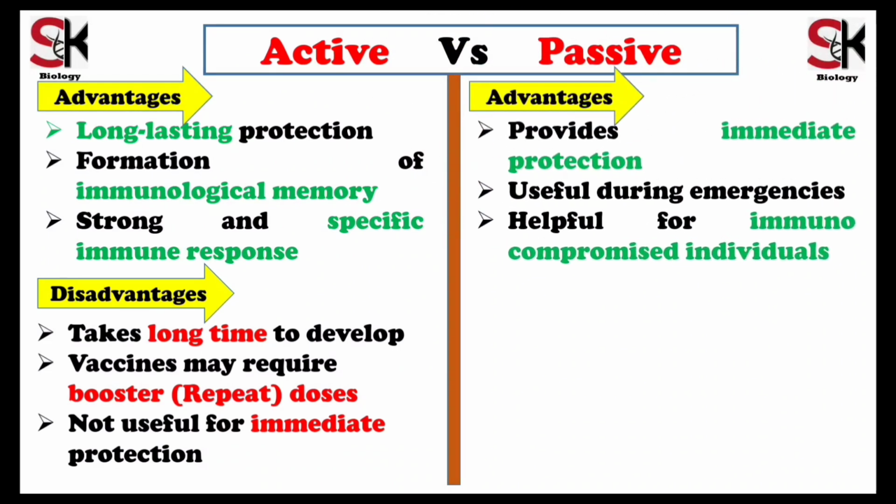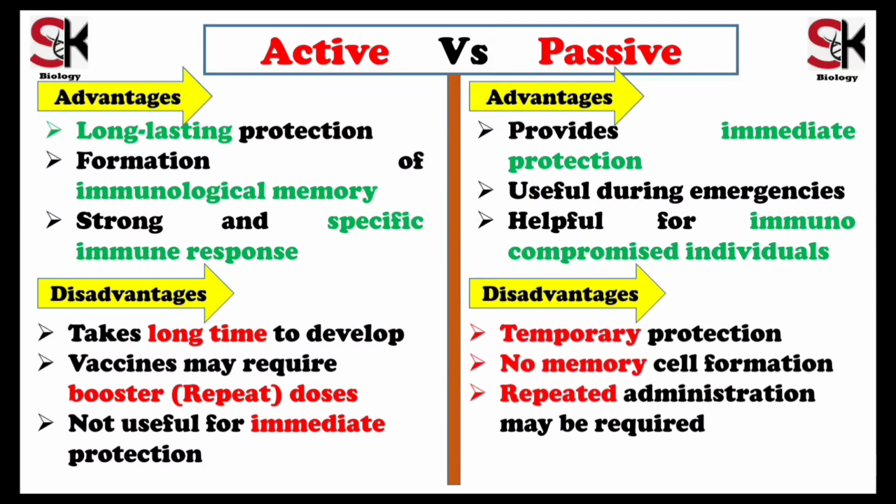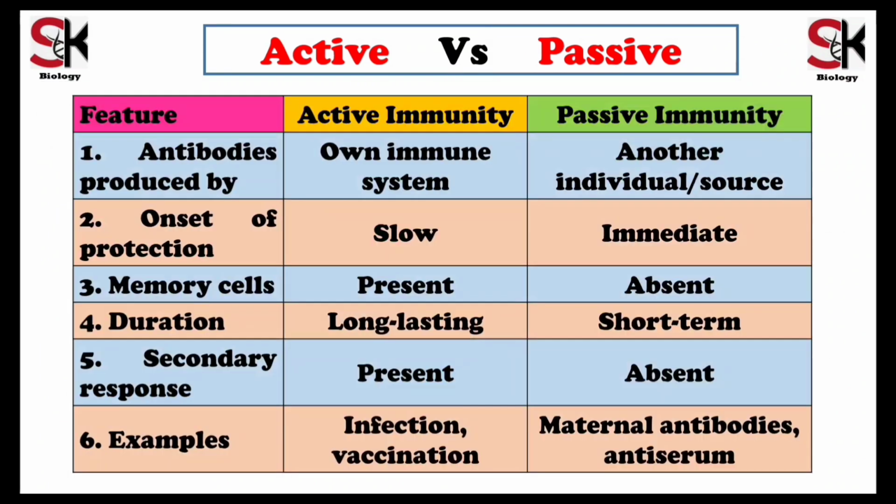Passive immunity has some advantages like providing immediate protection, being useful during emergencies, and being helpful for immune compromised individuals. It also has some disadvantages like temporary protection, no memory cell formation, and repeated administration is required. In this table, I have summarized the differences between active and passive immunity.